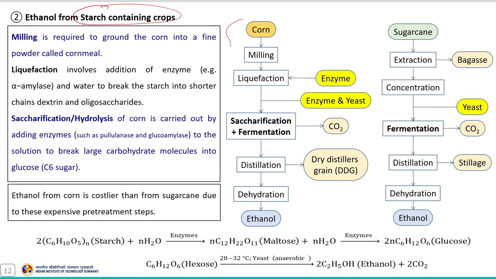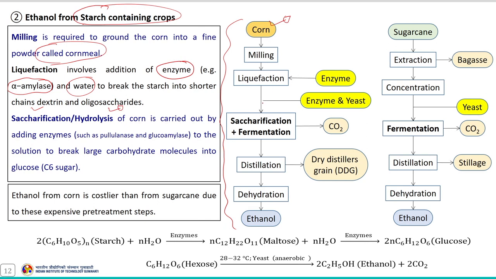And this schematic here represents the ethanol production from starch containing crops. In this process, first the material needs to be milled into a fine powder. If corn is being used as a feed material, then the corn needs to be milled to produce corn meal. Followed by milling is the liquefaction process, which involves the addition of the enzyme alpha amylase and water, to break down this starch into shorter chain dextrin and oligosaccharides.